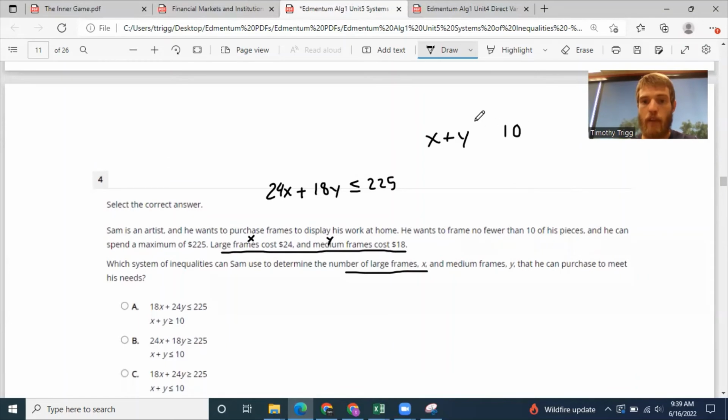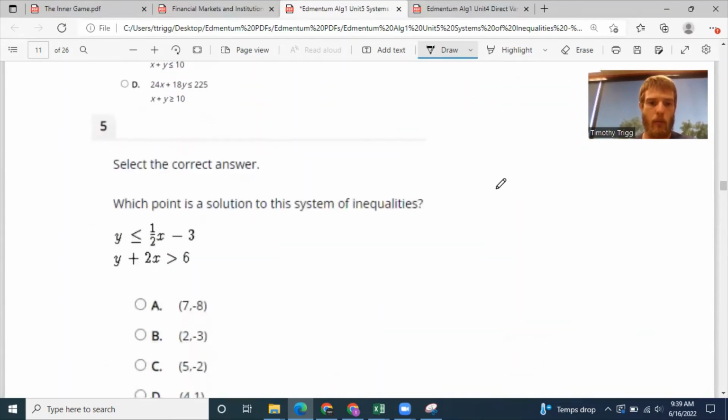So I'm going to let you try to figure out which inequality symbol would go here. Would it be a greater than, a less than, a greater than or equal to, or less than or equal to, based on the fact that he says he wants to frame no fewer than 10? In this case, that's greater than or equal to. So the amount he's going to frame, he wants it to be no fewer than 10, meaning greater than 10 or equal to 10, right? It's kind of a tricky one, the way they worded that.